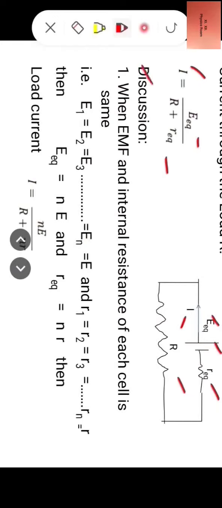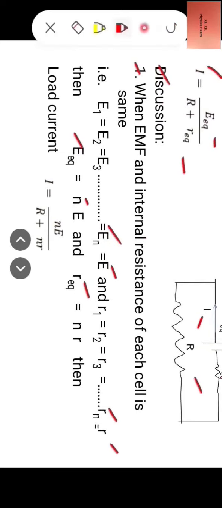Now discussion. Number 1. When the EMF and internal resistance of each cell are the same, that is E1 equal to E2 equal to E3 equal to En equal to E, and internal resistance R1 equal to R2 equal to R3 equal to Rn equal to r, then the equivalent EMF E equivalent will be equal to nE, and the equivalent internal resistance R equivalent is equal to nr. Then load current I will be equal to nE divided by R plus nr.